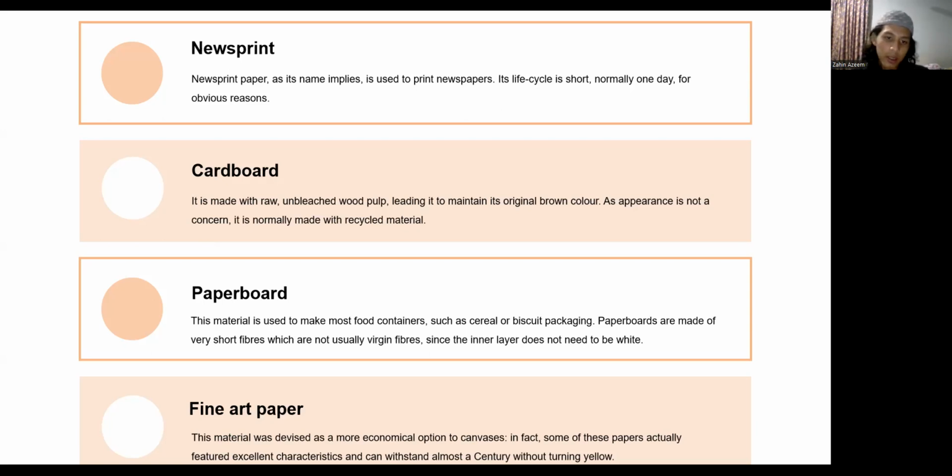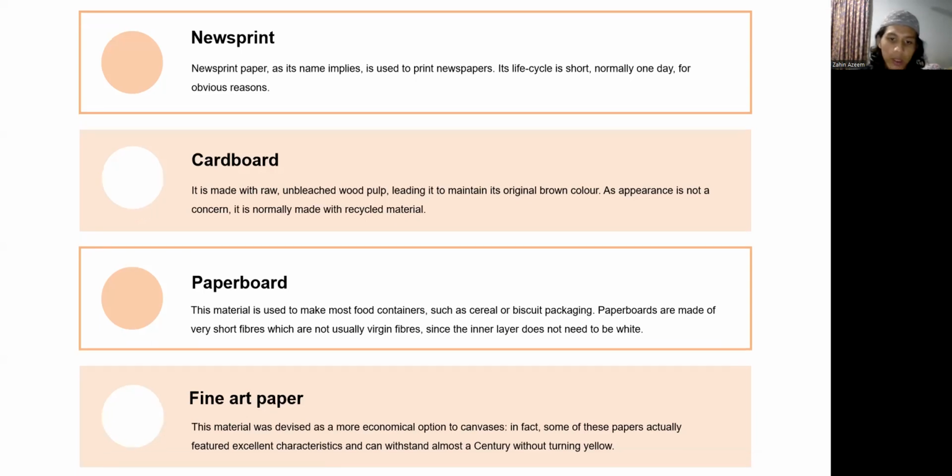So next is paperboard. Paperboard is used to make most food containers such as cereal or biscuit packaging. Paperboards are made of very short fibers, which are not usually virgin fibers, since the inner layer does not need to be white.